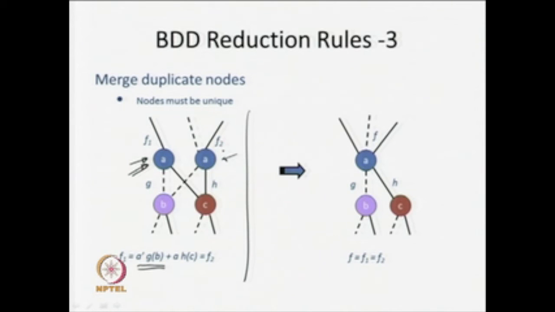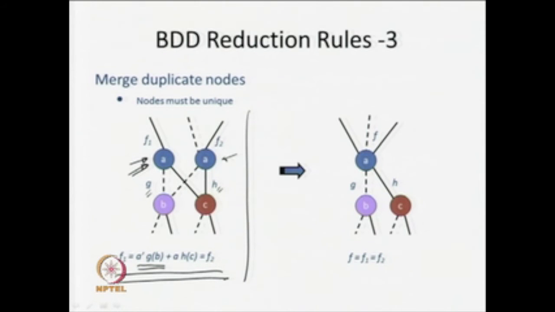Now, again you just see that when A is equal to 0, we are coming to the same node B, and we are going to look for the same function G, and when A equal to 1 we are coming to the same function H. So, in this particular case the partial evaluation of the given function for F 1 and F 2, both these functions are same. So, we are saying that F 1 equal to F 2 which is your A dash G B plus A H C.